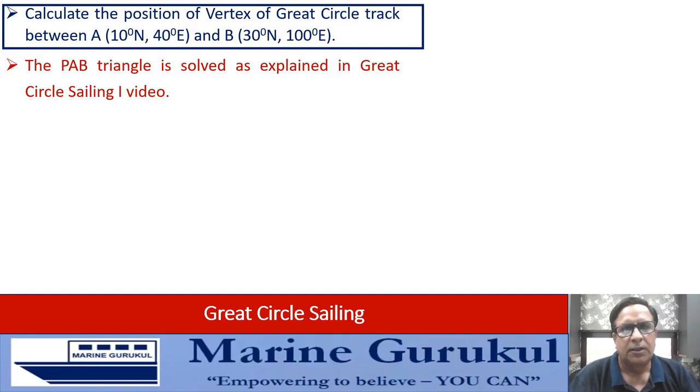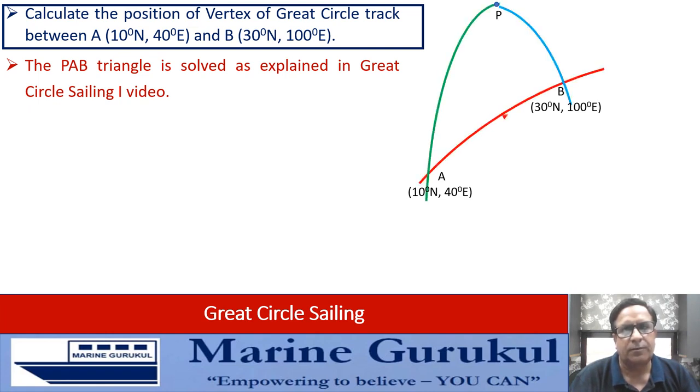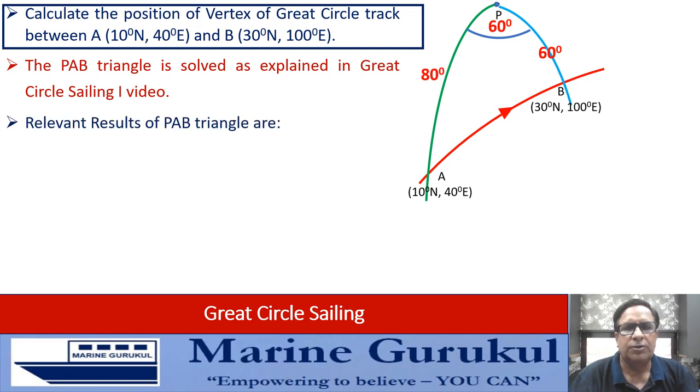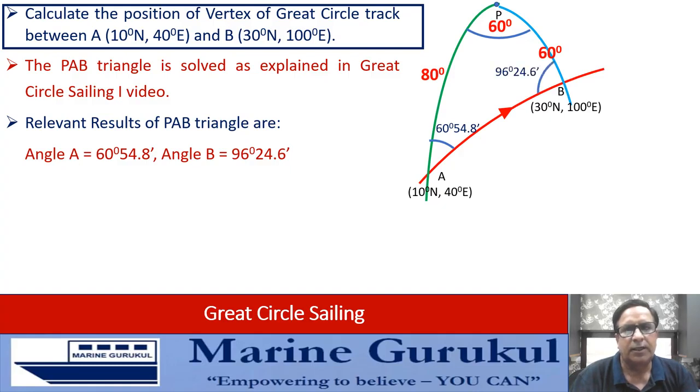But before that, let's make the diagram for this case. We have the pole, we have position A, we have position B, meridians of A and B connected by the GC track from A to B. We have PA as colat of A, PB as colat of B, and angle P as the D-long between A and B. Now, the relevant results of the solution to this PAB triangle from video 1 are angle A 60 degrees 54.8 minutes and angle B 96 degrees 24.6 minutes.